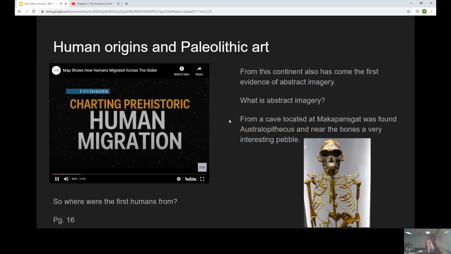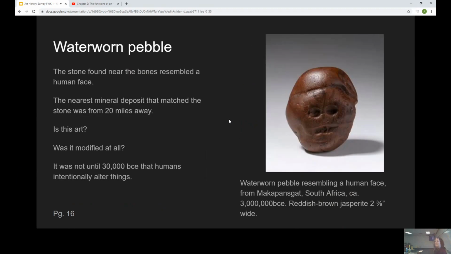And I guess that I gotta click this. And that is the water-worn pebble. So here's our first artwork. It's a pebble. Would you exactly say this is art? I don't know. We'll talk about that in a second. That's a question I'm going to be posing to you guys in a moment.